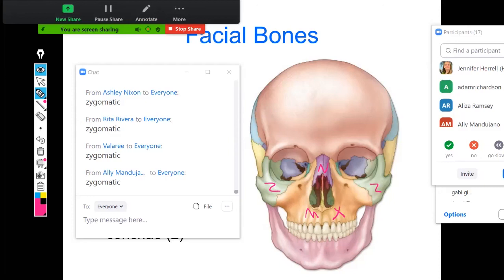So what's a big old jaw called? Manly mandible. Got it. What's the bone in the corner of the eye here? Corner of the eye. Lacrimal, yeah. Okay, good.